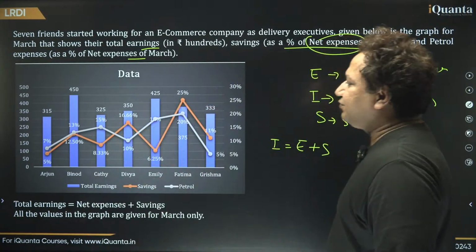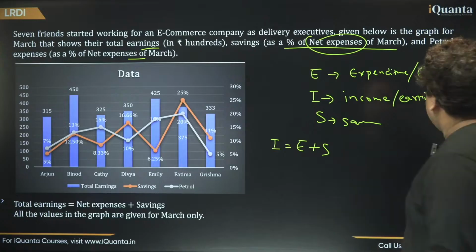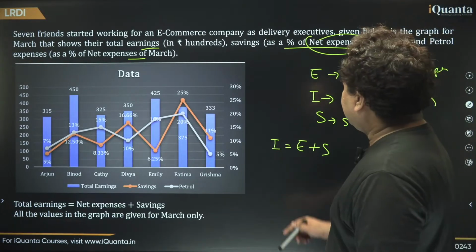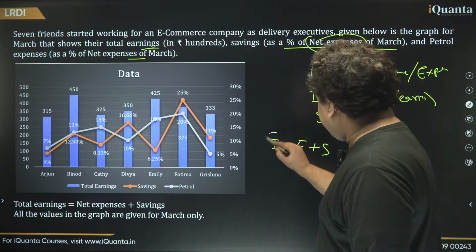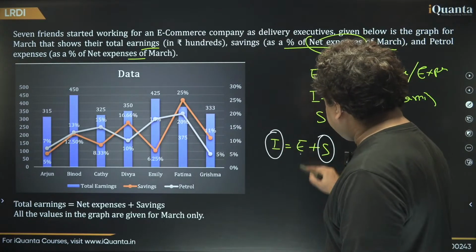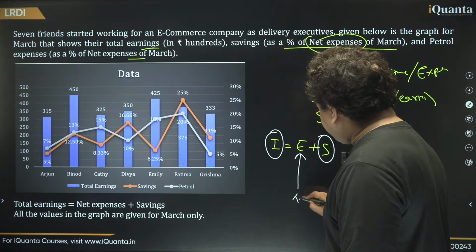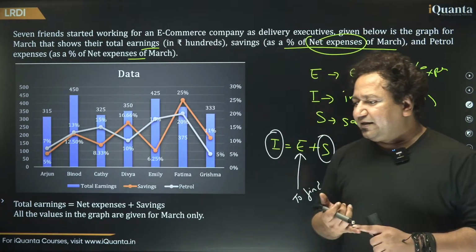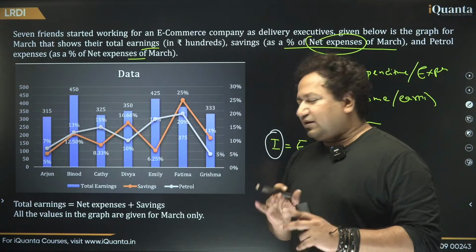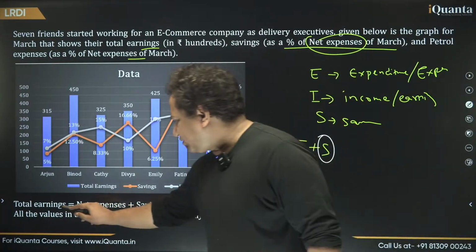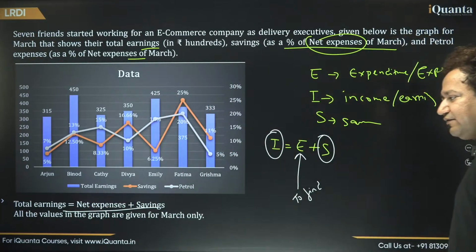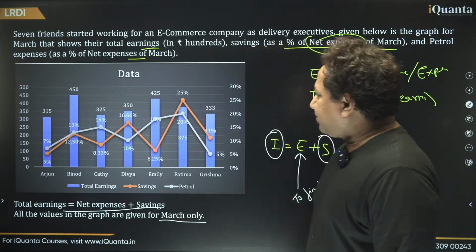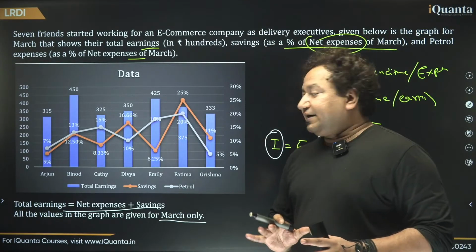In this graph, what do we have? Anybody? What do we have here? In the graph, we are given data about the earnings, that is income, and also savings. This is something which is not given to us, so we can find this out. So we need to understand what all things we need to find, what is given, in what units, all that stuff should be there. And it is also mentioned over here, total earnings is equal to this. So all the values in the graph are given for March only. That's also important. So we have identified all the important points.